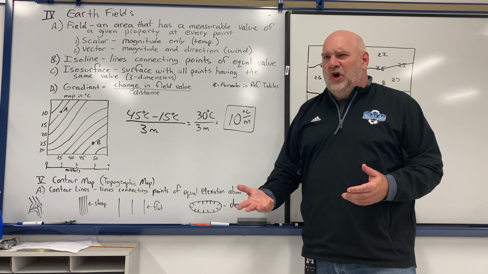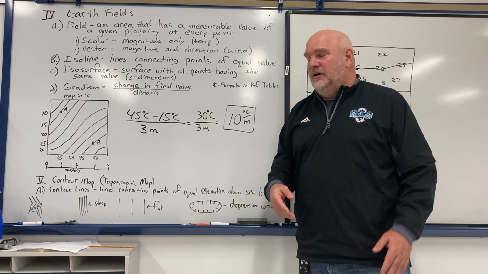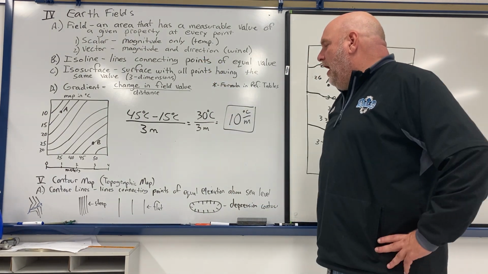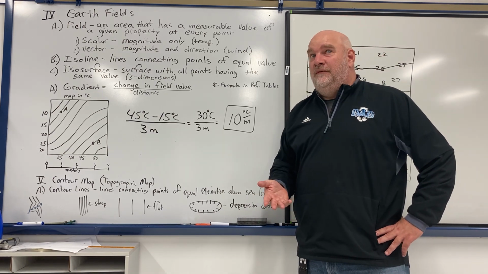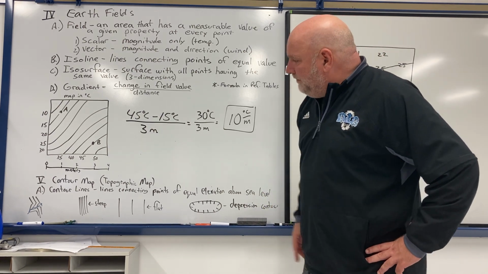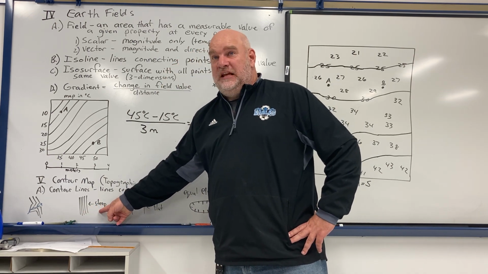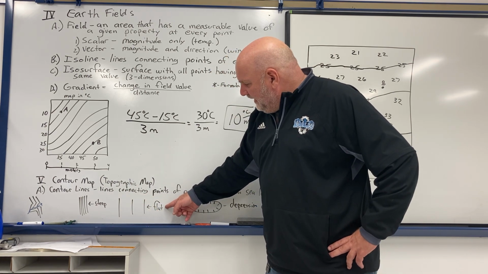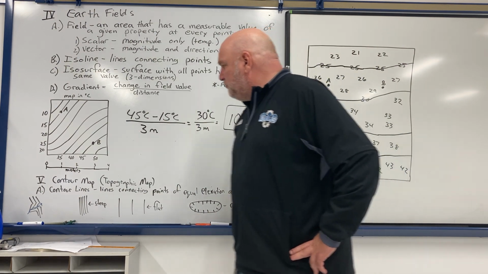An isotherm would be an isoline that deals with temperature. Isobars, an isoline that deals with pressure. So isoline is a generic term. But with topographic maps or contour maps, what the lines represent is elevation. And if the lines are really close together, that means the slope is very steep or has a big gradient. If the lines are far apart, that means the area is pretty flat or has a small gradient.